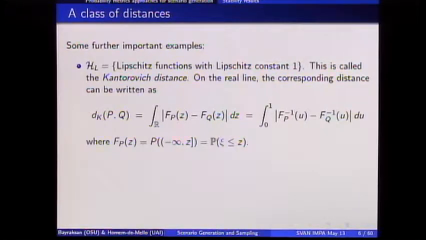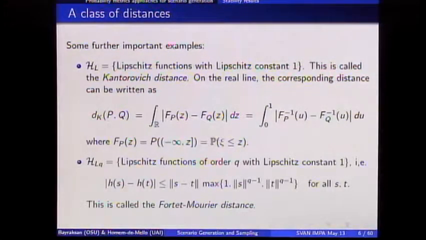Okay. And finally, there is another helpful class: the Lipschitz functions of order Q, with Lipschitz constant 1. What it means to be a Lipschitz function of order Q is this: the difference between the function values is bounded by the norm of s minus t times the maximum of 1, the norm of s to the Q minus 1, and the norm of t to the Q minus 1. Well, let's think for a moment. Why would one possibly want something like this? What could we possibly gain by looking at a function with this class?